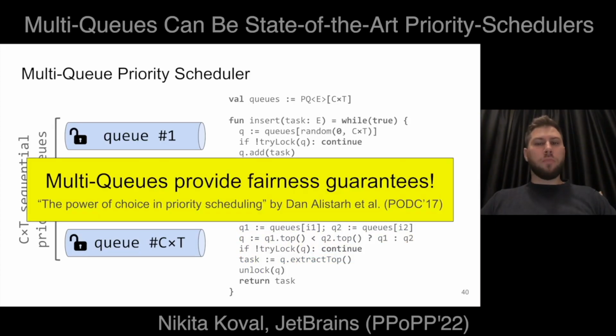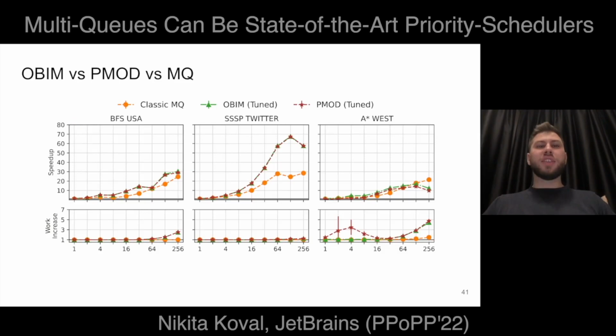The key feature of the multi-queue design is that it provides great fairness both in theory and in practice, and this is achieved by choosing two queues when extracting a task. Let's compare ABIM and PMOD schedules against the multi-queue.